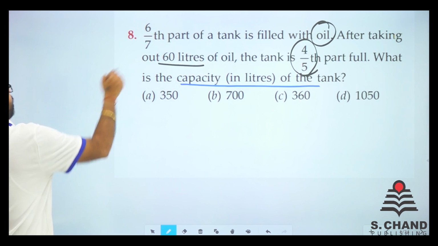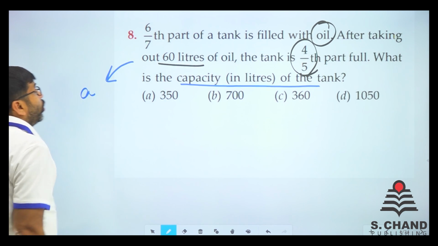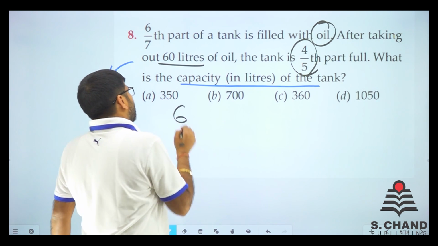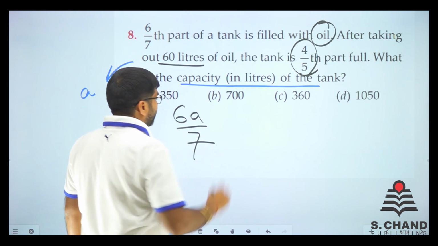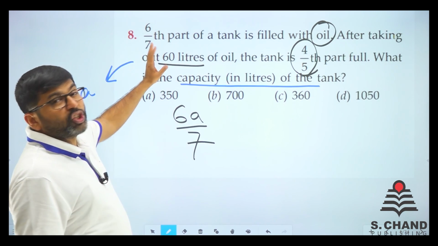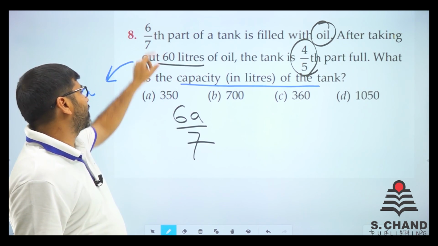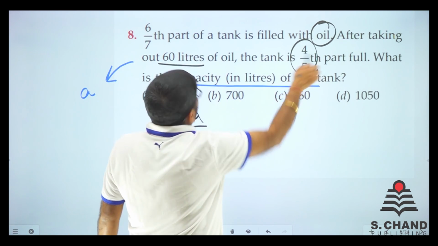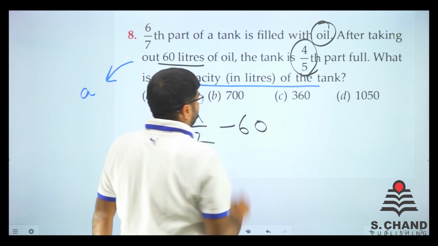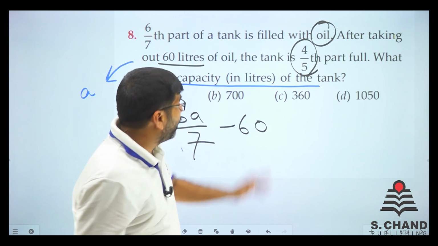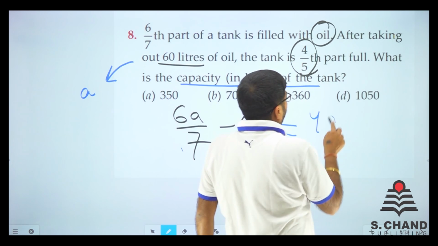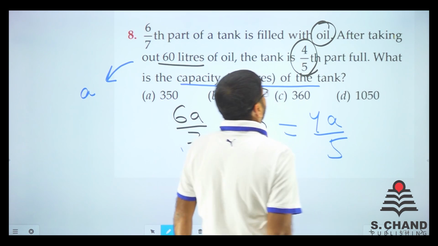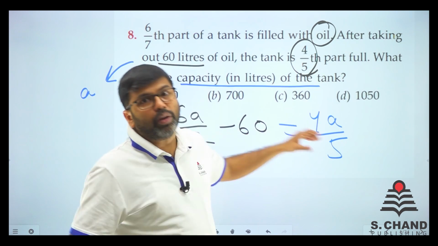Let this total capacity in liters be A, right? So we know it very well, 6A by 7. Why 6A by 7? Initially it was filled A into 6 by 7th part. And we take out 60 liters, so minus 60. And the remaining we have got is 4A by 5. Why 4A by 5? That is 4 by 5th part of A.